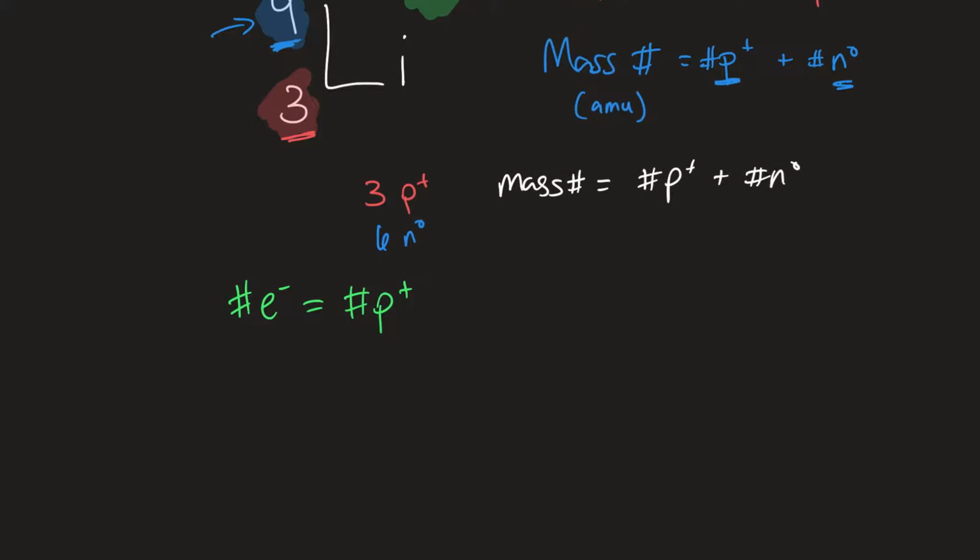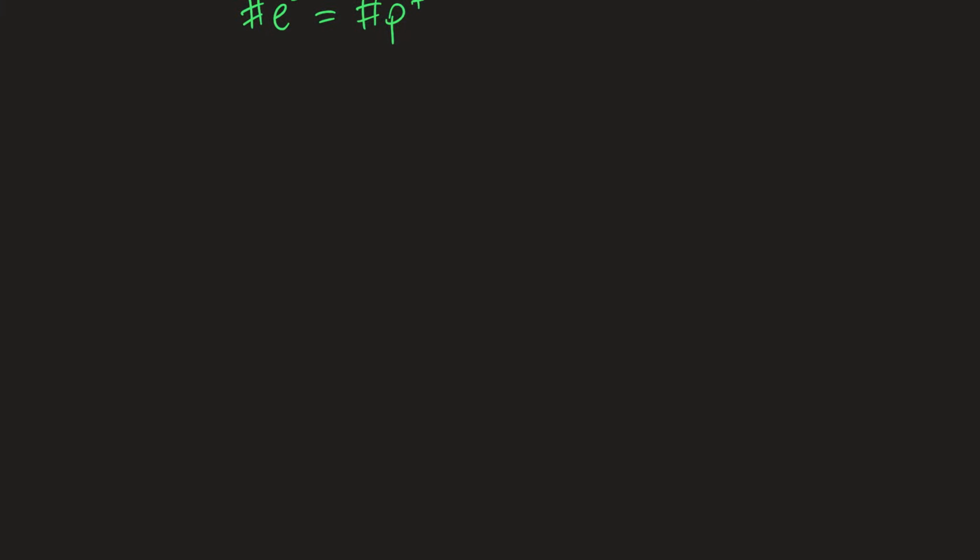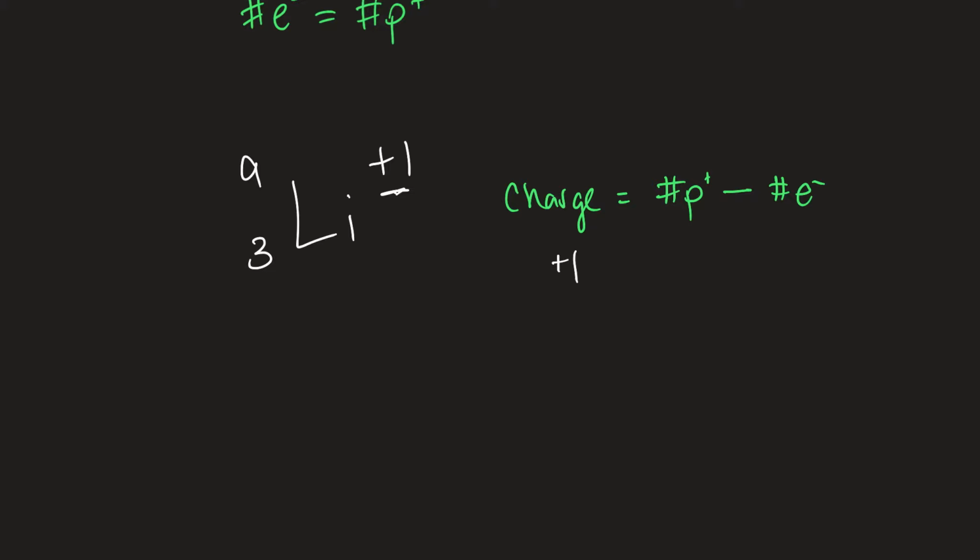All right, so I'm going to give us an example here. Going back to this lithium, I'm going to put a +1 charge here. What does this mean? Well, in terms of charge, your charge is equal to your number of protons minus your number of electrons. And so here we see that our charge is a +1.